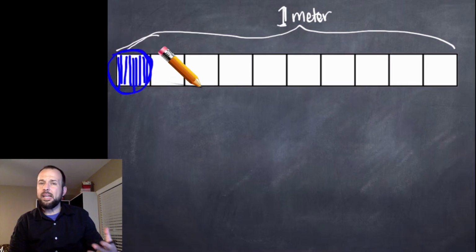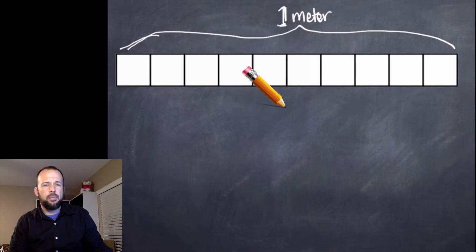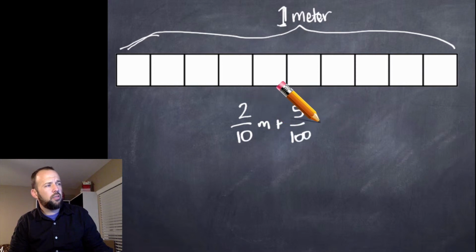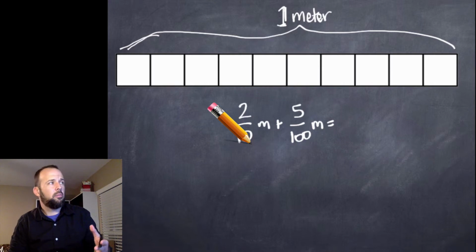Knowing that can help me write or express different values of decimals in different ways, or at least be able to recognize them when I see them. So let's do this. If we said 2 tenths of a meter plus 5 1/100ths of a meter, would we be able to figure out what that value is by representing it first on our meter example here, and then adding it? Do you think we could find out the value? Sure, right? Let's give this a try.